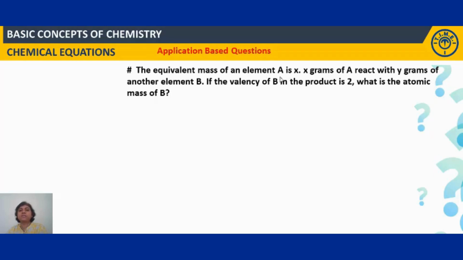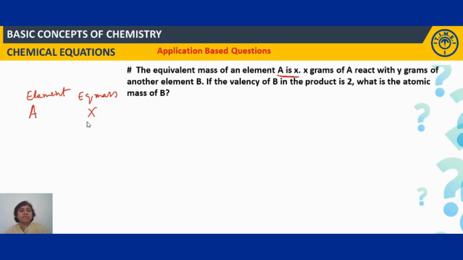The equivalent mass of element A is X. So element A, its equivalent mass is X, right? Now it is said that X grams of A reacts with Y grams of B, right?